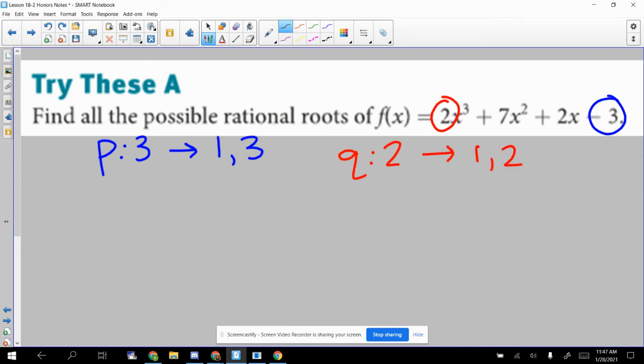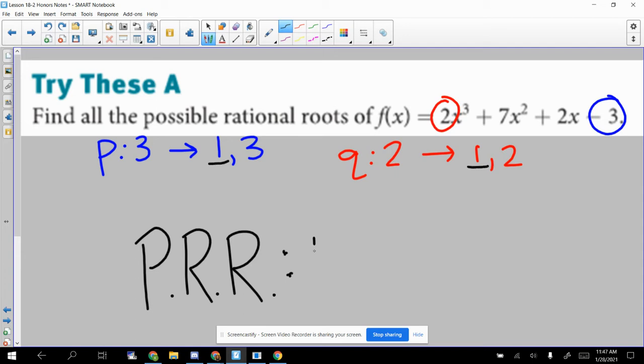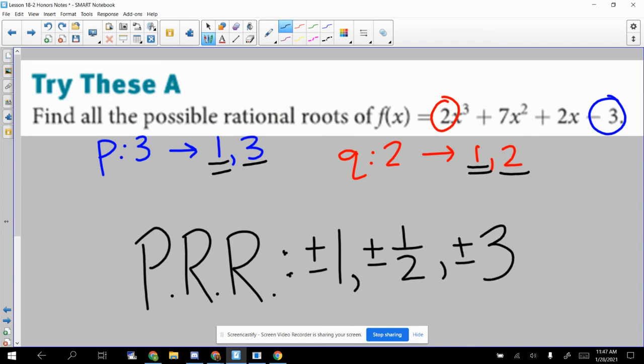Now, when you write your possible rational roots, this is when I like to include the plus or minus, okay? Because you can do plus or minus 1 over 1, which would be 1, plus or minus 1 over 2, which would be 1/2, plus or minus 3 over 1, which would be 3. Oh, and this one's actually turning out the same way as that first example we did. And then plus or minus 3 over 2. And that would be your possible rational roots.